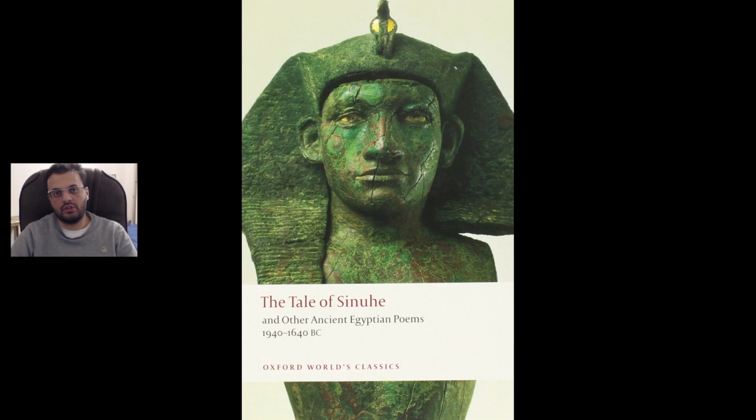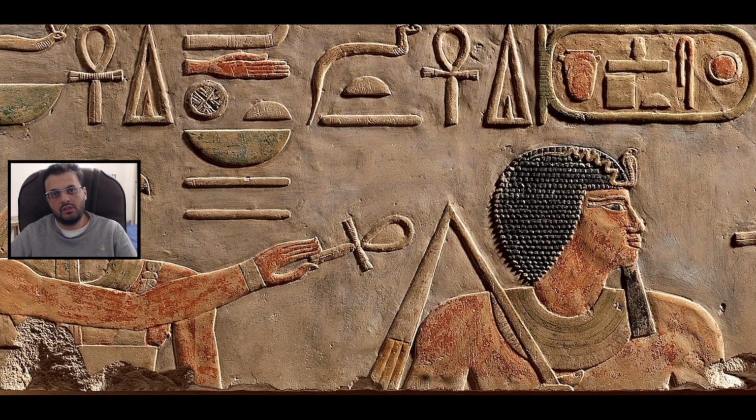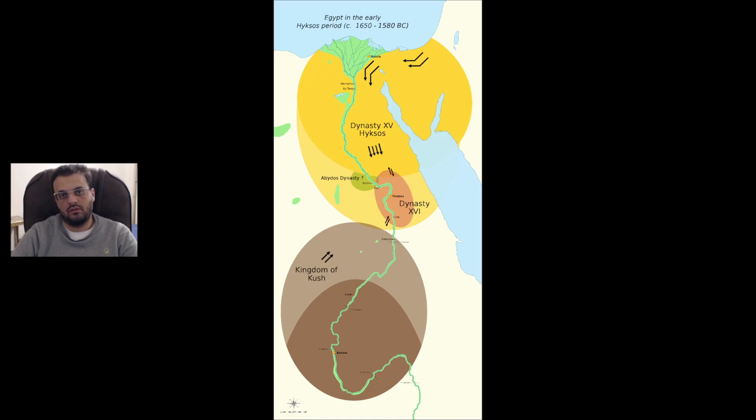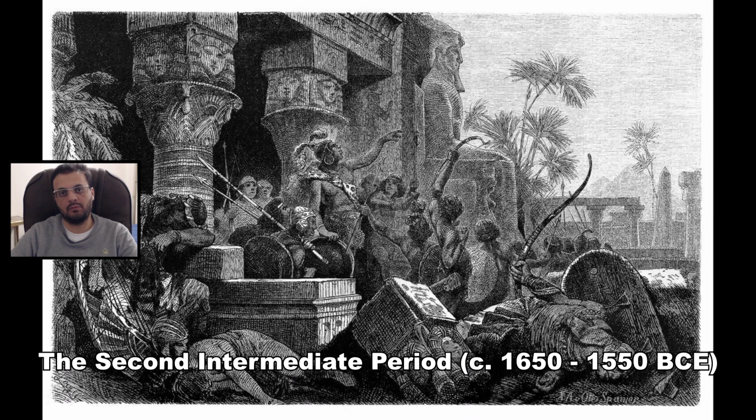This period saw the creation of some of the most famous Egyptian literary works, like the Tale of Sinuhe, the Instructions of Amenemhat, and many others. Then comes the Hyksos. They're not lovely people. They invaded Egypt and conquered it, and they took control of the northern part of the country. And that, folks, is the second intermediate period.